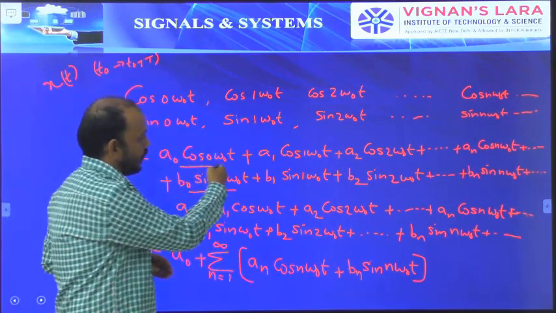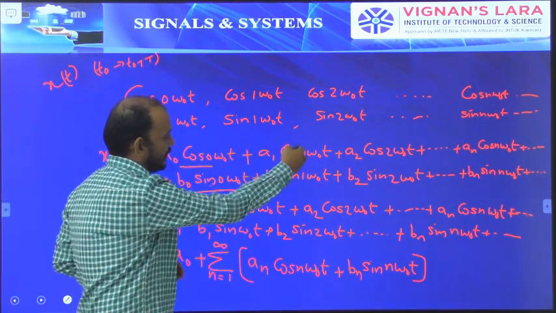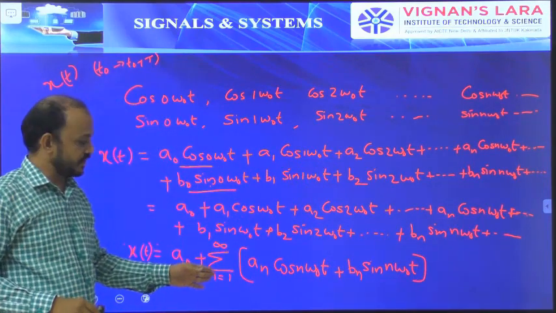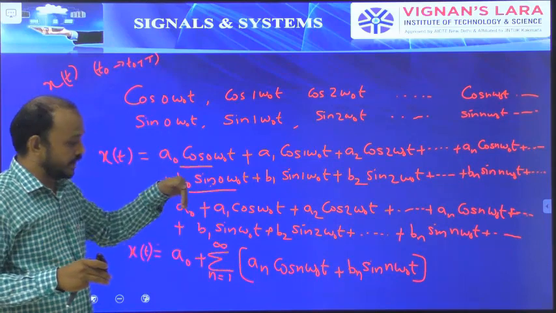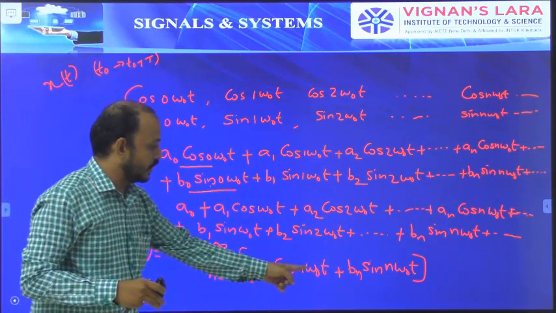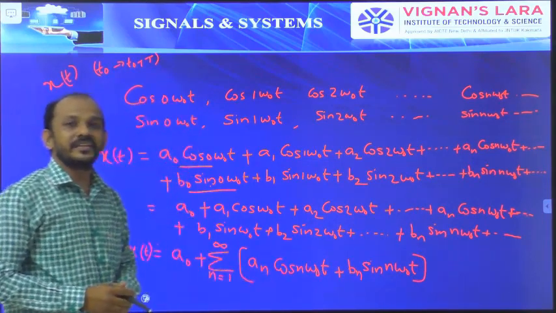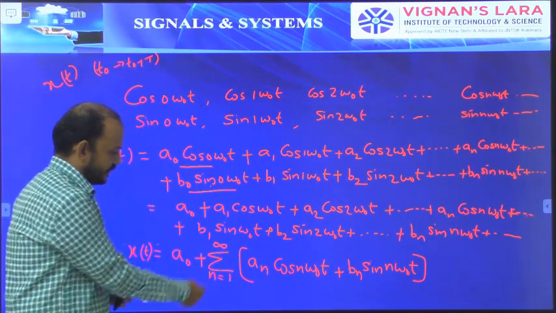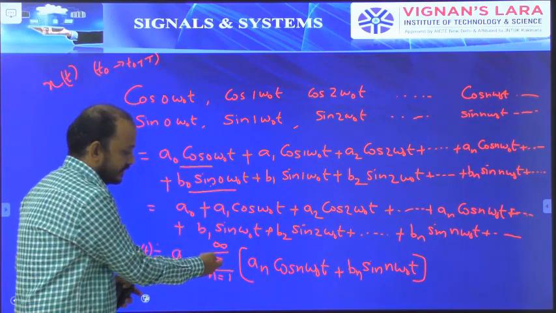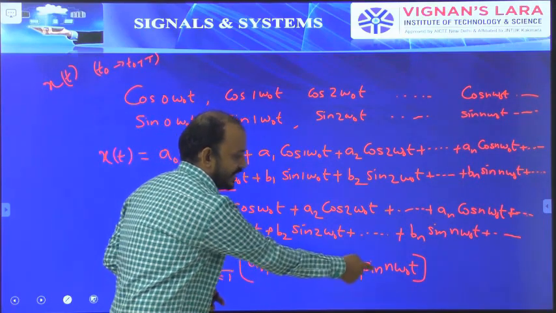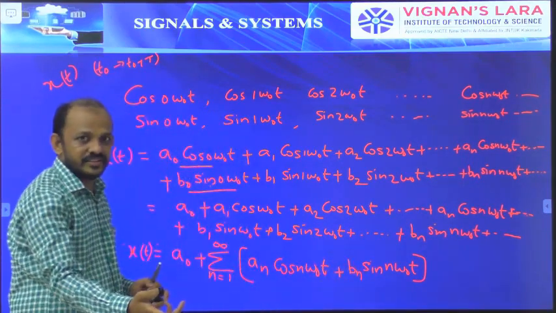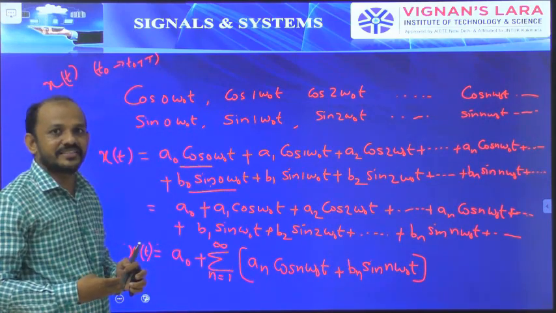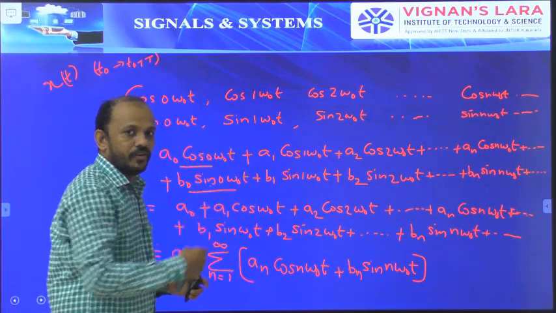And from 1 to infinity we have a1, a2, a3 as well as b1, b2, b3. For that reason, I have gone for the summation from n equal to 1 to infinity an cos n omega naught t plus bn sin n omega naught t. See, it is in terms of an infinite sum of cos and sine terms. If the series is in terms of an infinite sum of cos and sines, then it will be called the trigonometric Fourier series.